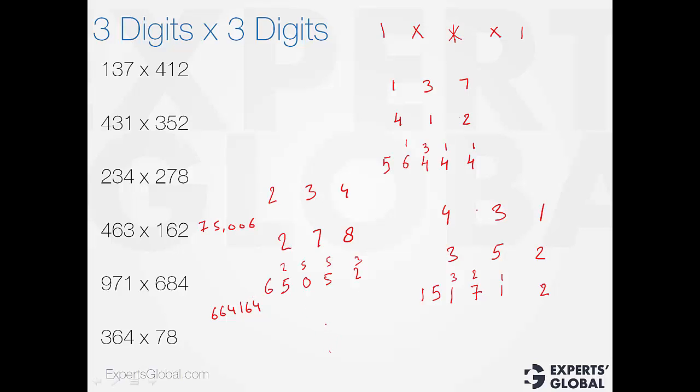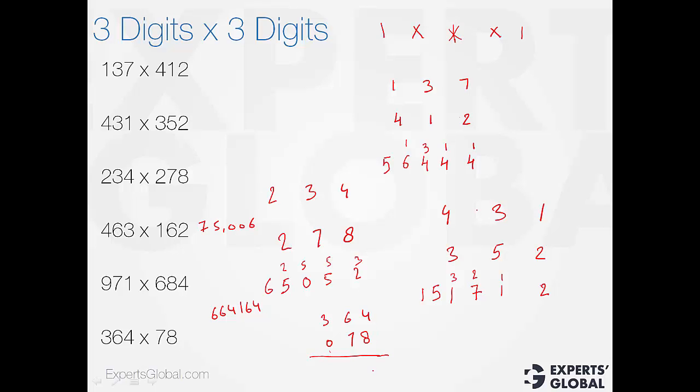So this can be solved by 364 and assume a 0 here. It's 078. So this is how this way will help you solve such multiplications also, where one number has 3 and the other has only 2 digits.